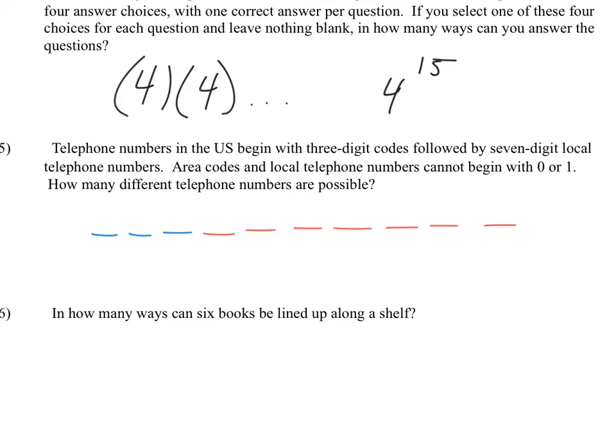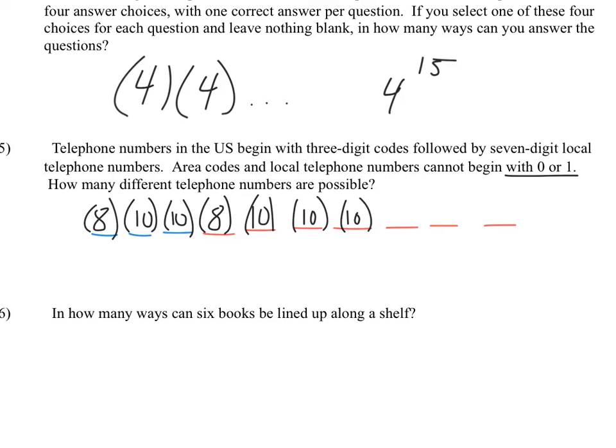Well, I also know that I can't begin with a 0 or a 1. So what I need to figure out is how many different options do I have in each individual slot. So the area code cannot begin with 0 or 1, but it can begin with any number from 2 to 9, which means I have 8 total options here. I have 10 options on the 2 subsequent slots. I also know that the local number cannot begin with a 0 or 1, so I only have 8 options there. And then for the rest, I have 10 options, right, 0 through 9.